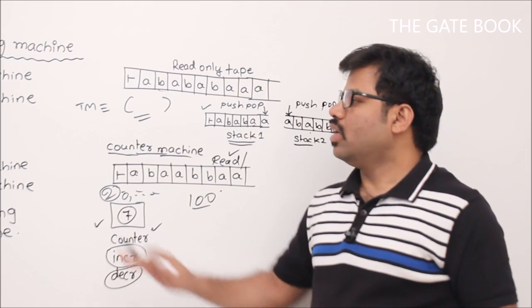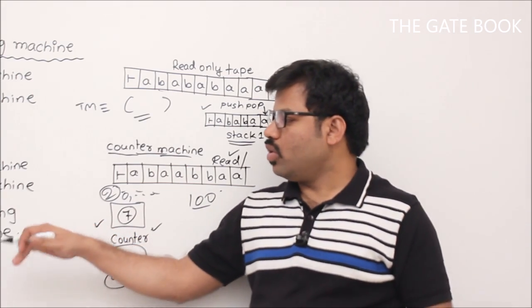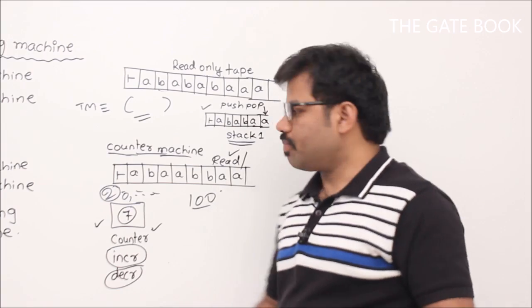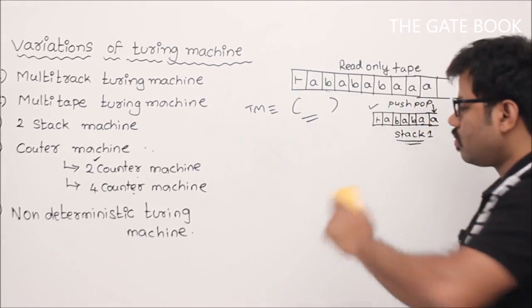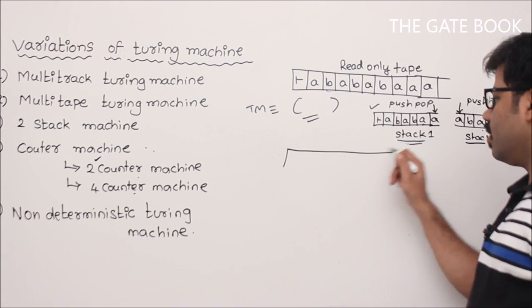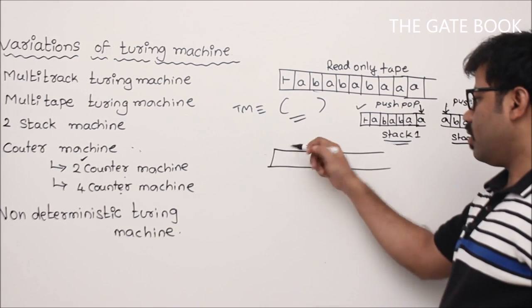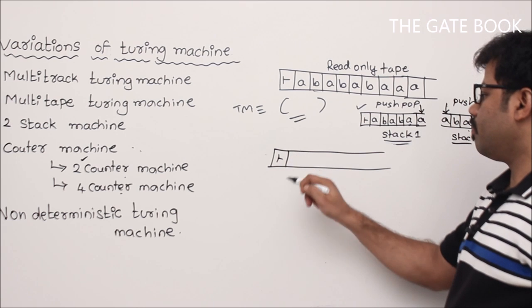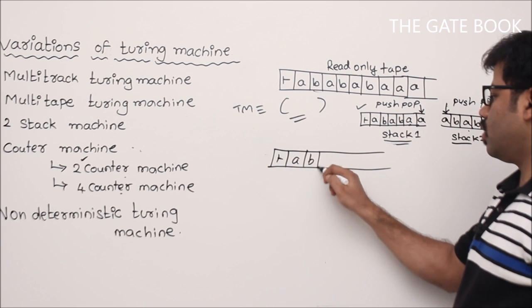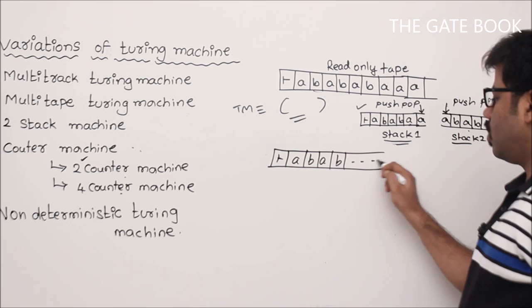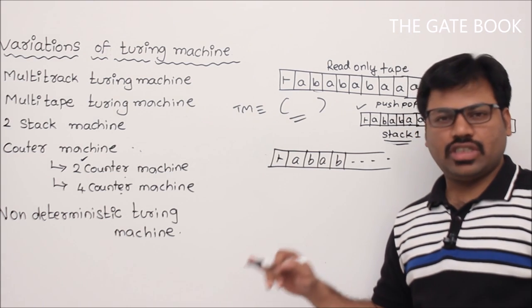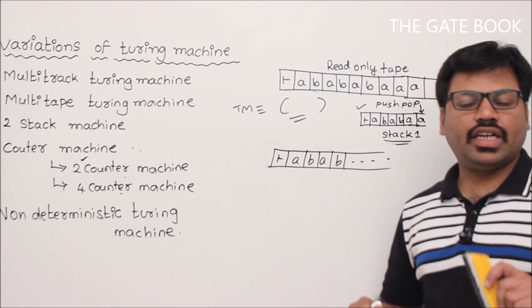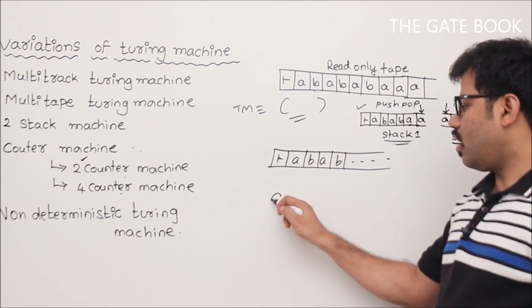That is enough about counter machines. Now we'll come to the non-deterministic Turing machine. So what is a non-deterministic Turing machine? We will see. Here you have a tape, as it is a semi-infinite tape. Now the only difference between the deterministic Turing machine, which is what we have studied so far, and the non-deterministic Turing machine is non-determinism, which is like this.